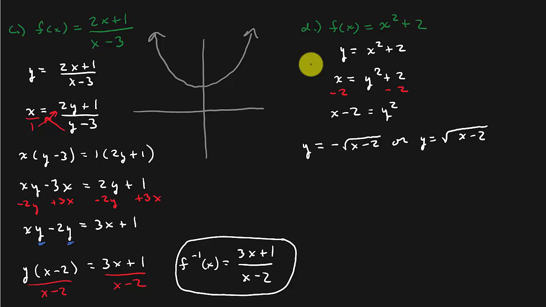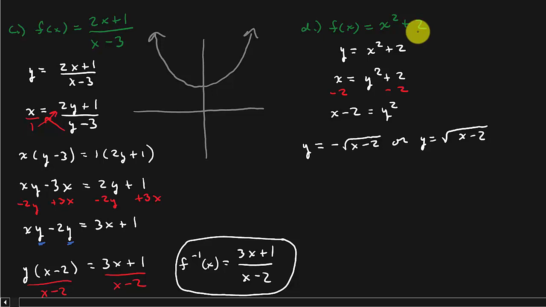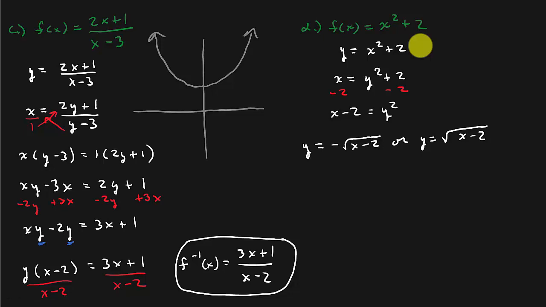Okay? So when we came across this problem, we didn't even need to do this. We could have just looked at this and said it's not one-to-one, so it doesn't have an inverse. Okay. Now, let me ask you this. What if I do this?